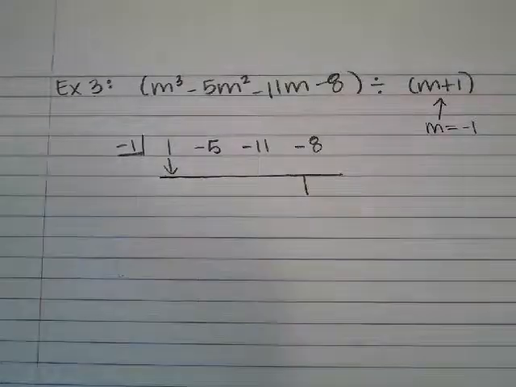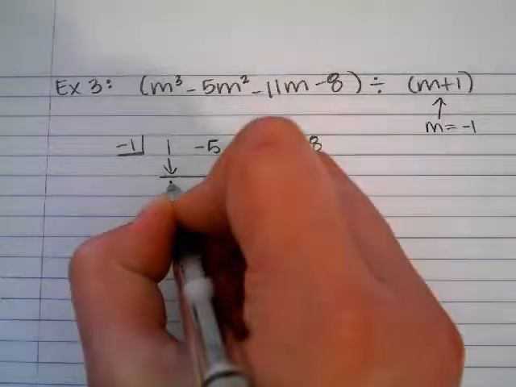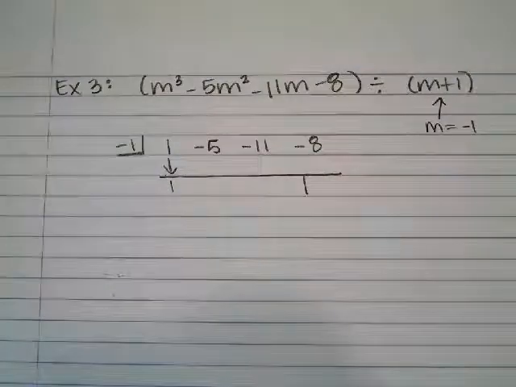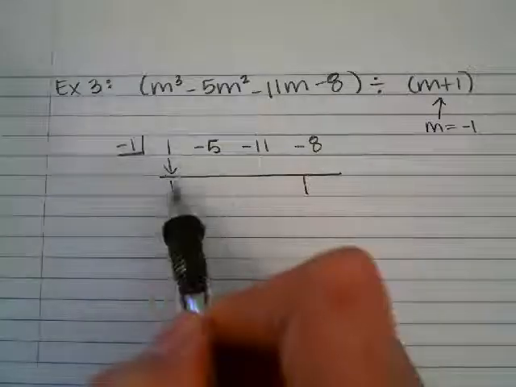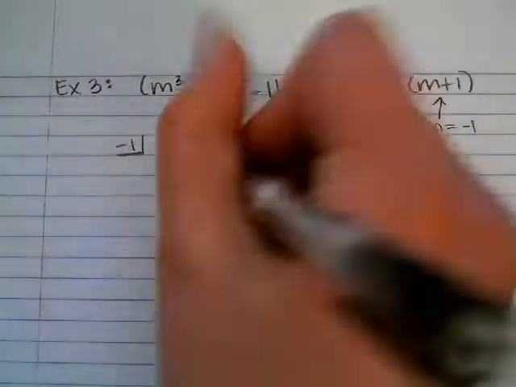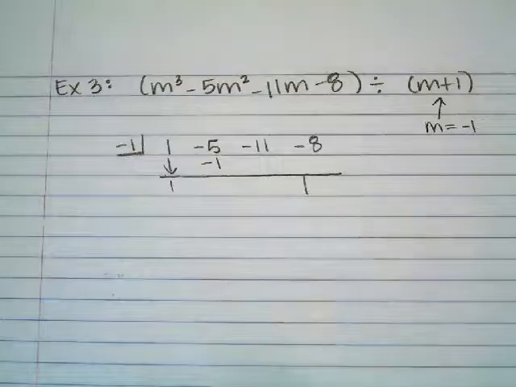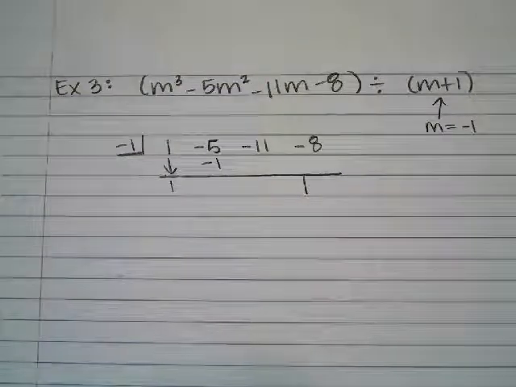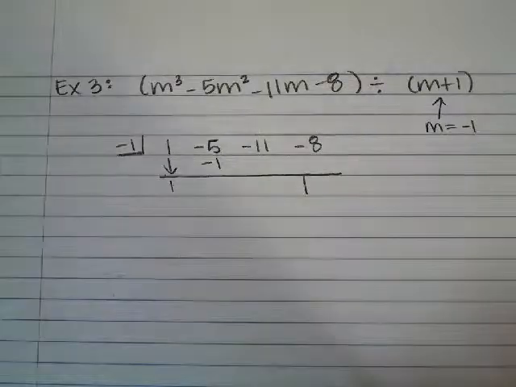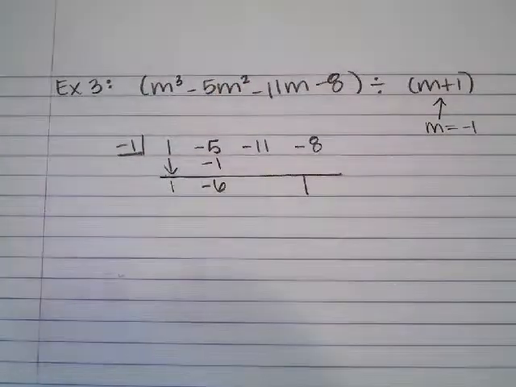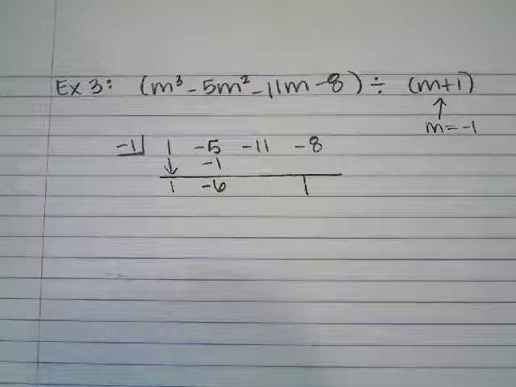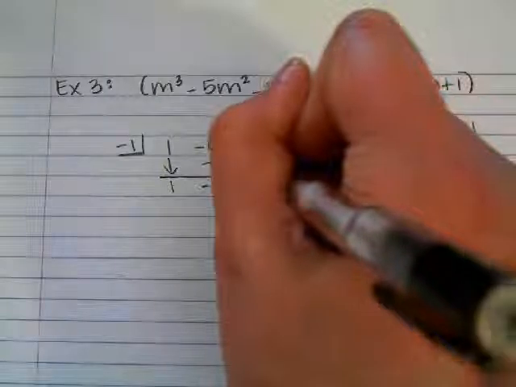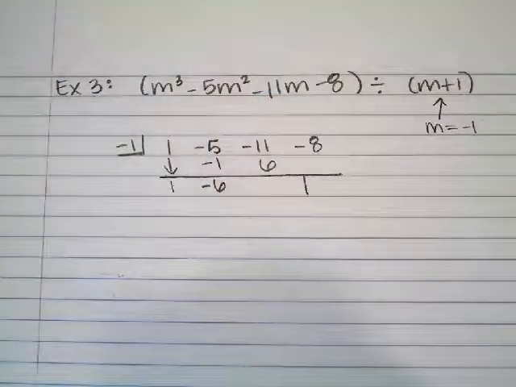So we've got 1, and then what do I do? 1 times -1 is -1. We add them together, and we get -6. And then we get 6. You're good. It was a typo. 6 and 7 are very close together, so it's an easy typo. You know what I'm saying?